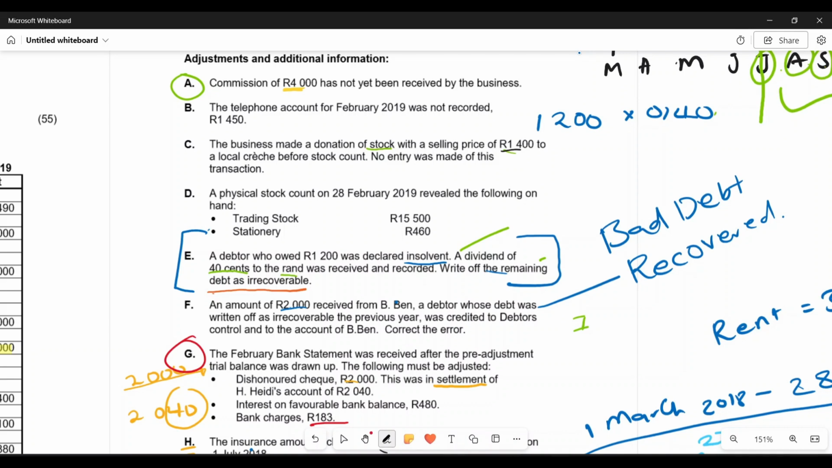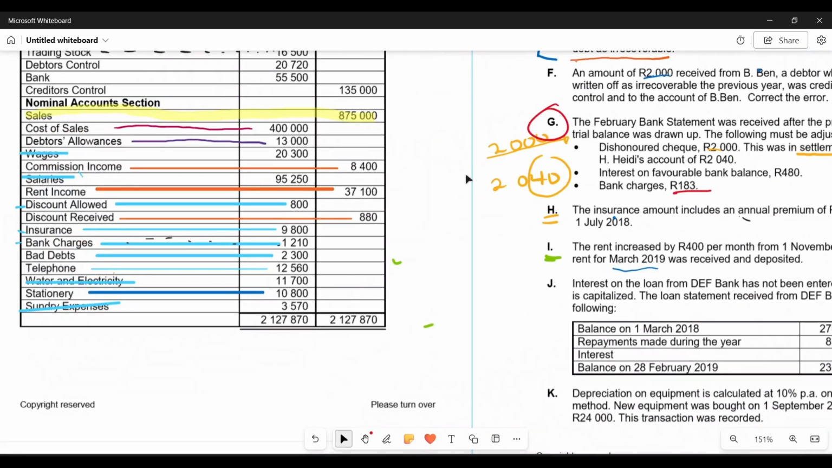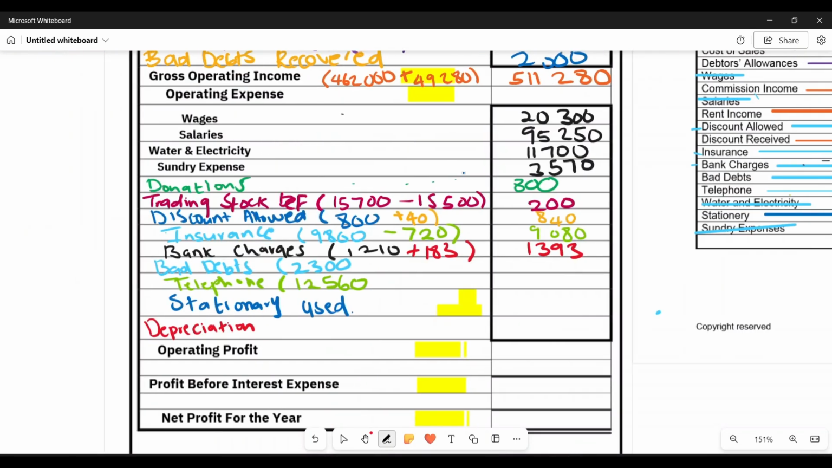What is it that we need to recognize? They say write off the remaining debt as irrecoverable. Now, if for every 1 rand we receive 40 cents, it simply means that 60 cents for every 1 rand would need to be recognized as bad debts. So 60 cents for every 1 rand on your 1.2, this is what we're going to recognize as our bad debts. So 0.60 multiplied by 1.2 would be equal to 720. And this we're going to recognize as irrecoverable or bad debts. So on my bad debts amount, I'm going to add the 720. And now adding the two amounts, my bad debts would be equal to 3,020.